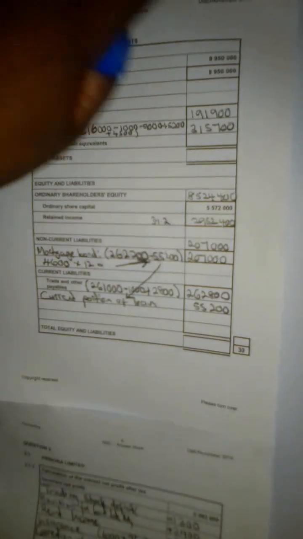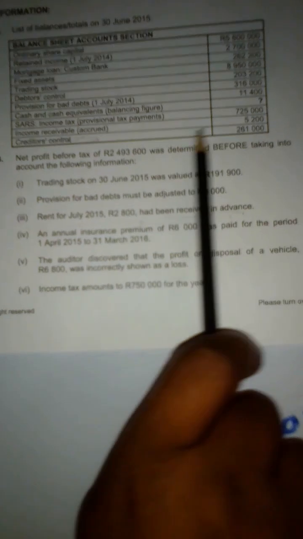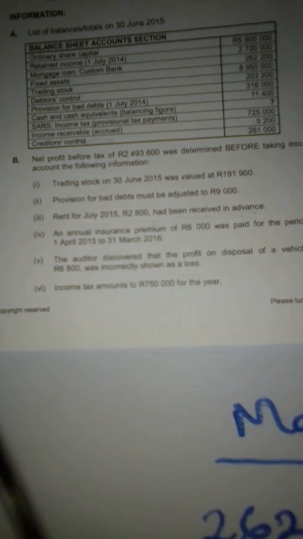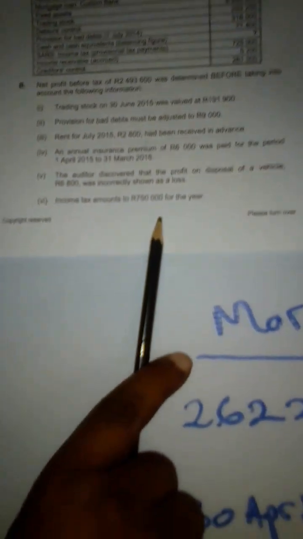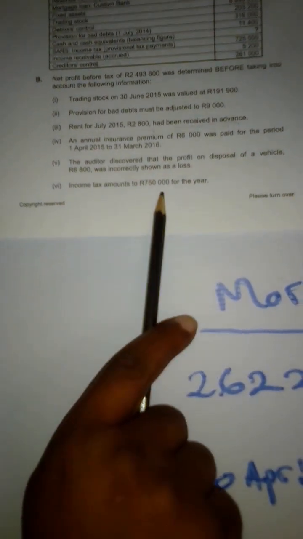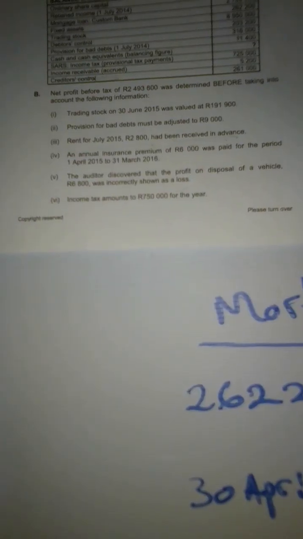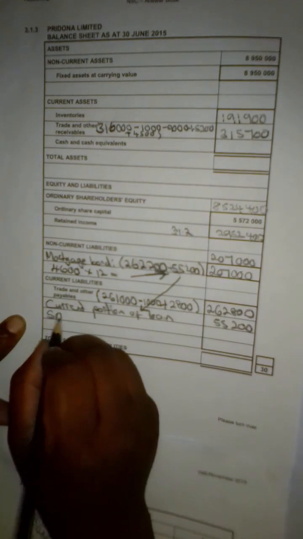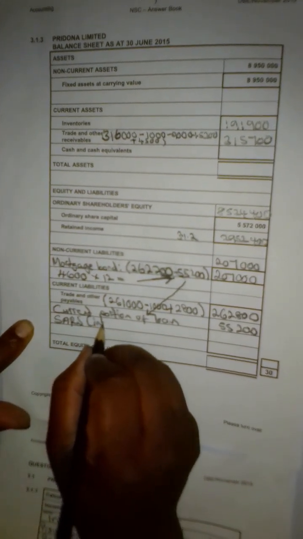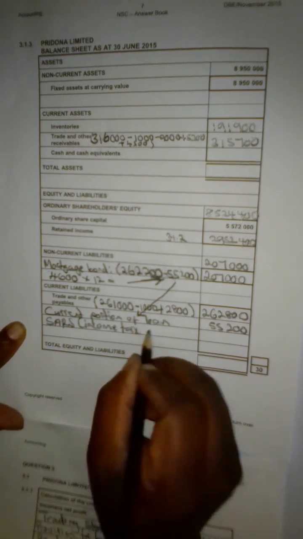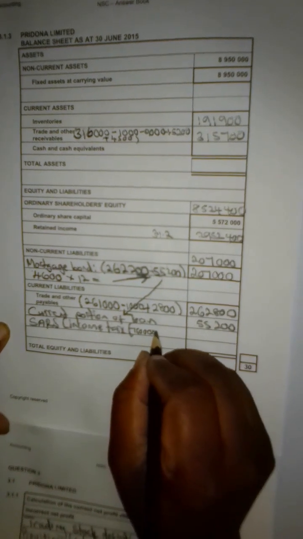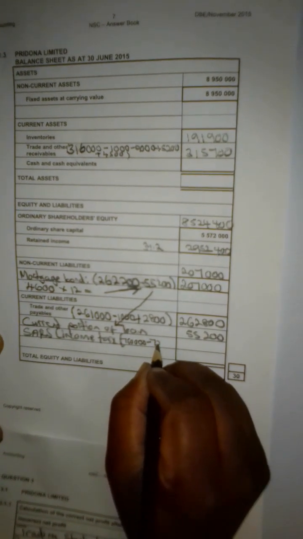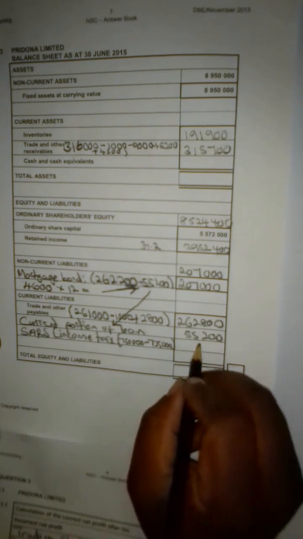We also have the SARS income tax there. The provisional payment that was done is 725, and then the income tax at the end is 750. We can see that the amount that was assessed by SARS is bigger than the amount that they were paid. So it means there is an outstanding amount on SARS income tax. So let's indicate SARS income tax. We open bracket 750,000 minus the provisional tax payment 725,000. It will give us 25,000.